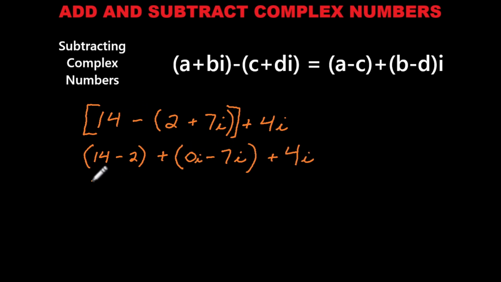So rewriting this, I would get 14 minus 2 is 12. And then in here, I'm just going to have the minus. So when I add a negative number, this becomes minus 7i plus 4i. And now I actually don't need the parentheses anymore. So then I have 12 minus, and I have minus 7 plus 4 is minus 3i. And that's the final answer.